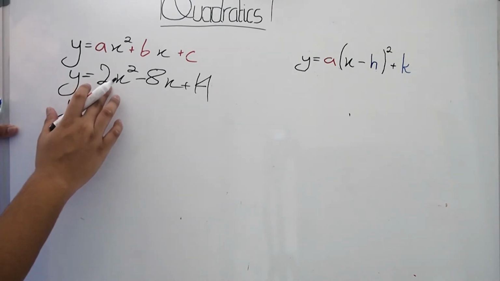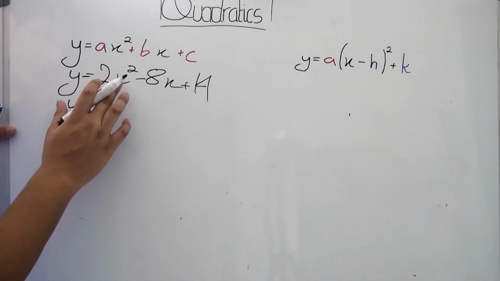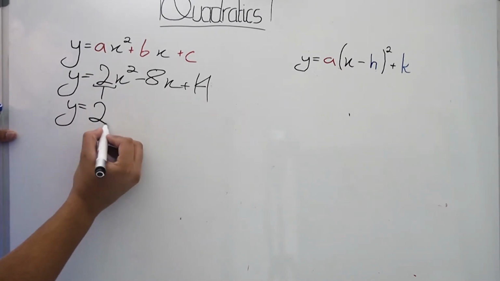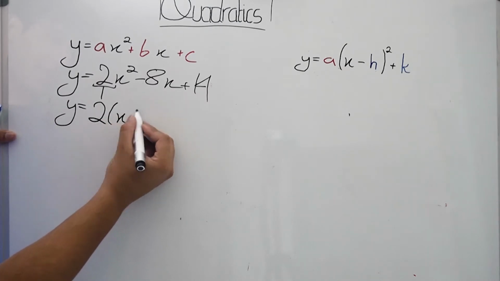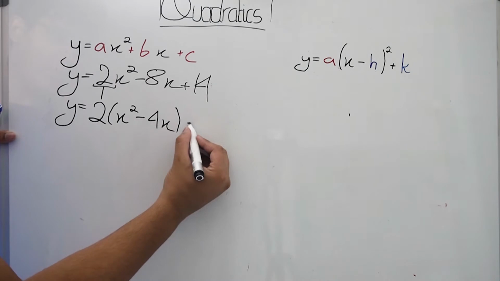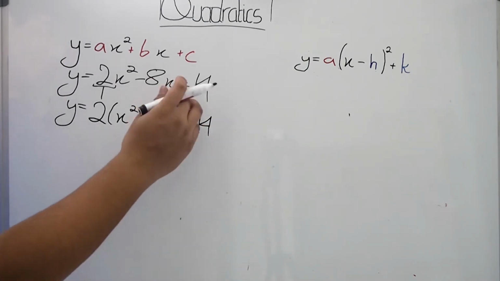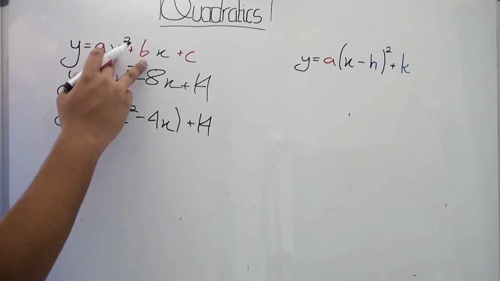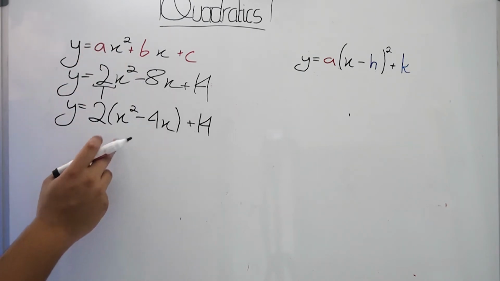First things first, let's take common the coefficient of x square, which is 2. Right now it's 2, so we'll take 2 common. So it will come x square minus 4x plus 14. We'll not put 14 in the brackets. We'll only use the first two coefficients, which are a and b.